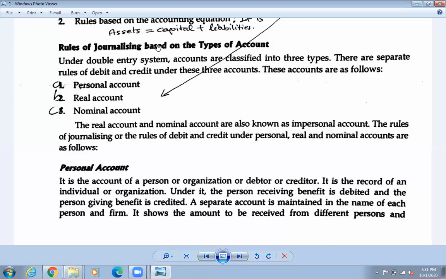Okay, so there are two terms over here. Creditor means those who give credit. Suppose I have given credit to some person, suppose Iris. I have given the credit to Iris, that means I am the creditor. She has taken credit from me, that means she is the debtor. Those who have given the credit are called creditor.